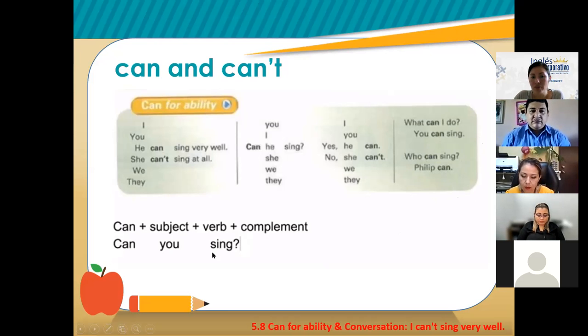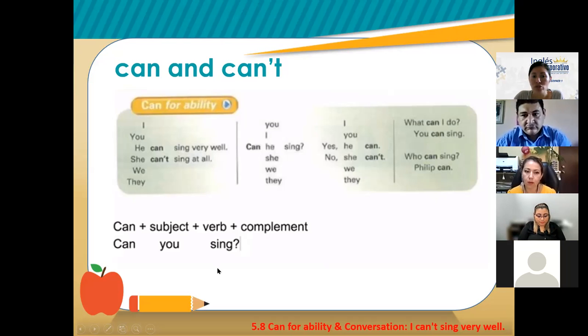Now, here you have the information from the platform. Can plus subject plus verb plus complement. Can you sing? Can you dance? Can you cook very well? Can you prepare pasta? Can you cook lasagna, right?